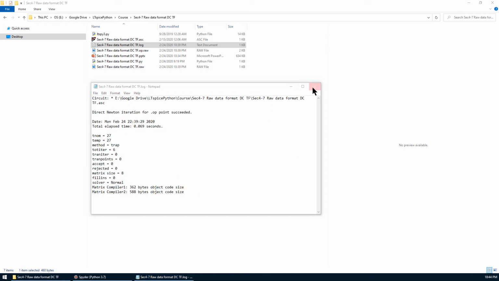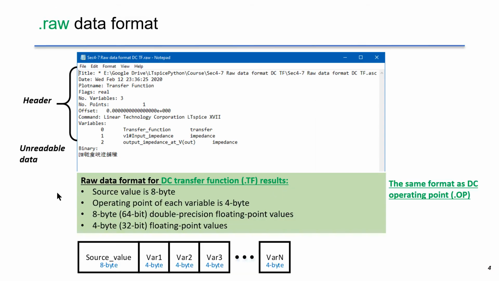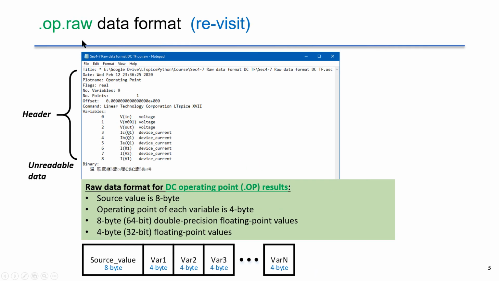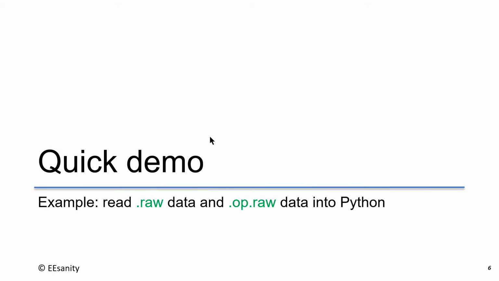Let's close the notepad and go back to the slide. This is the raw data format. Please remember that the raw data format for DC transfer function .tf and for DC operating point .op are the same. The source value is in 8-byte, followed by 4-byte variables such as variable 1, variable 2, and etc. .op.raw has the same data format as DC transfer function. Now let's move on to the demo.